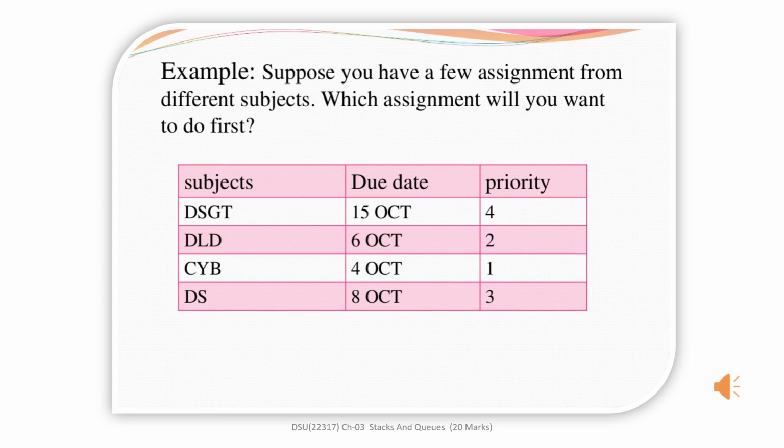So obviously we have to complete our assignments as per their priority. First priority is for CYB, so we have to complete the CYB assignment first, and the last priority subject is the DSGT, so we have to complete it at the last. But at the starting we have to complete the CYB assignment and submit it as per its priority. Means as its priority is highest, that's why it would be submitted first.